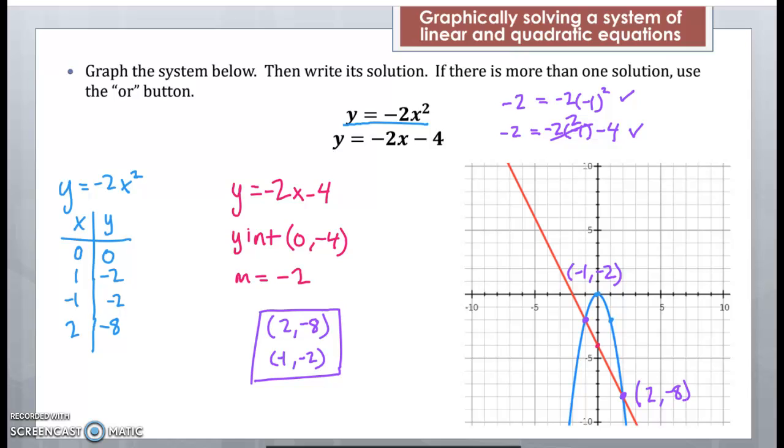I will do the same thing for the next point to determine if it was correct for this point. And that's how we're going to check for these. And that's all we do when we graphically solve systems of linear and quadratic equations.